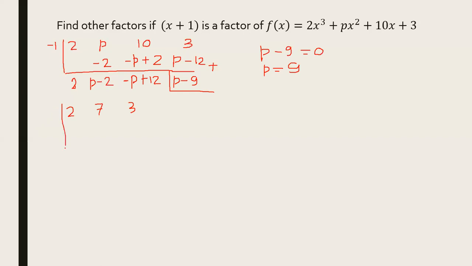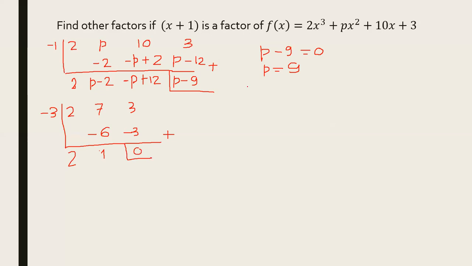I will use the Horner method again. By trial and error, I got a number, and that number is negative 3. 2 here, negative 3 times 2, negative 6. 1 here, because 7 plus negative 6. And negative 3 times 1, negative 3. And the remainder is 0.